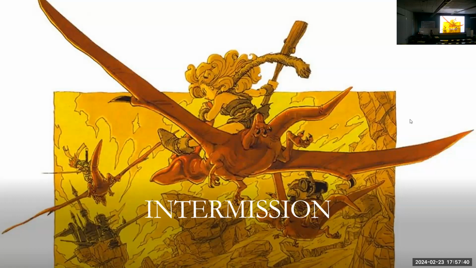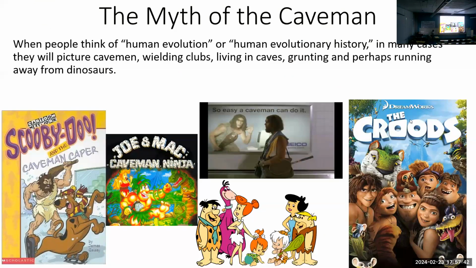So I'm going to talk a lot about cavemen. I think cavemen are pretty interesting. And I think maybe not for people in here, but for people in general, when people think of human evolution or human evolutionary history or prehistory, a lot of people get a picture of a caveman. So cavemen building clubs, living in caves, grunting, maybe running away from dinosaurs. There's a lot of cavemen in popular culture. So let's take a look at cavemen.